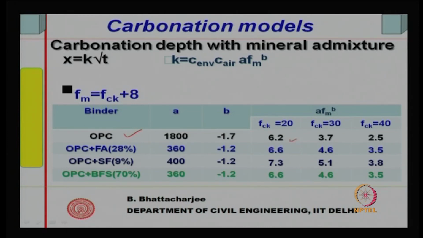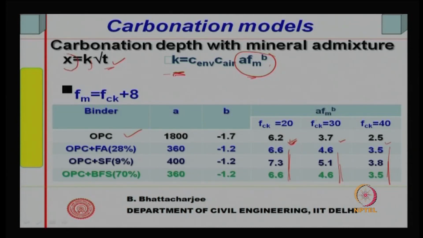the carbonation depth, this value, carbonation depth is given by this factor K. The higher the K, for a given time carbonation will be more, and these values of AFMB, this term which depends upon the type of cementitious material, you find that OPC shows 6.2, 3.7 for different strengths of concrete, but PPC etcetera, OPC plus fly ash 28%, shows somewhat higher values, which means that K will be higher.